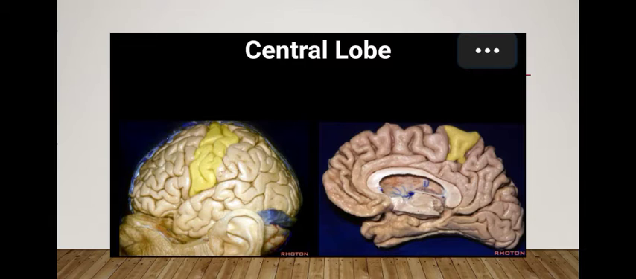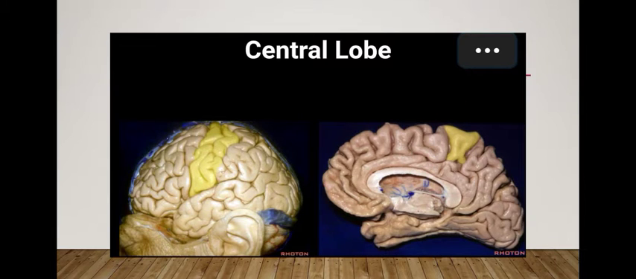Then the concept of the central lobe comes into play. The central lobe is actually a concept given by Broca in which the precentral gyrus along with the postcentral gyrus are together called the central lobe. And these precentral and postcentral gyri, as you can appreciate in this picture, actually continue on the medial surface of the cerebral hemisphere as the paracentral lobule, which we will be talking about in detail later on.